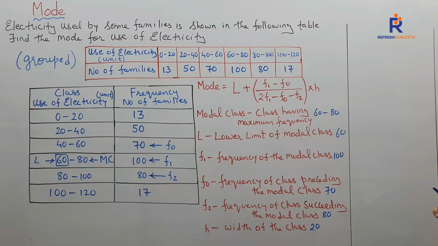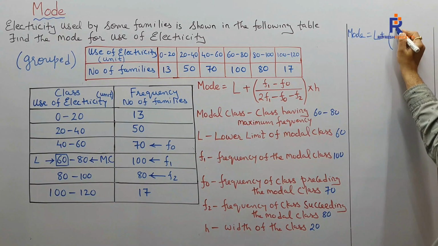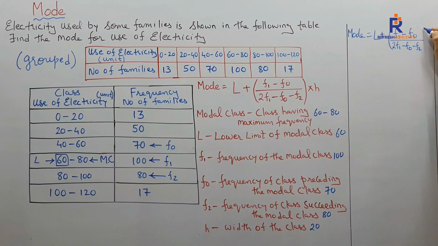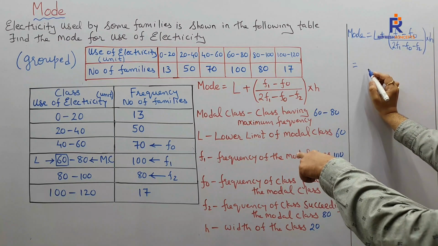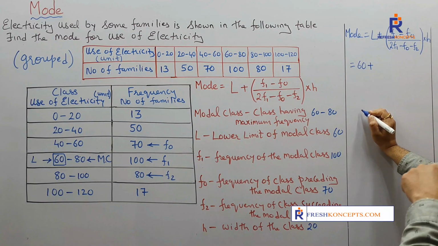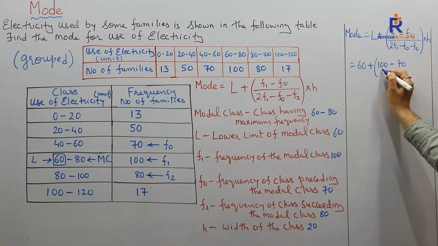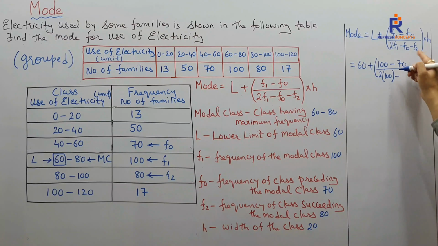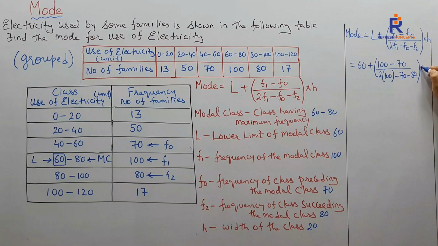For the formula, we just need to substitute, children. Nothing other than that. So what is mode? Mode is L plus F1 minus F0 upon twice F1 minus F0 minus F2 whole into H. Let's substitute the values. L, the lower limit of the modal class, is 60, plus F1, frequency of the modal class, 100, minus F0, 70, upon twice F1, F1 is 100, minus F0, 70, minus F2, 80, parenthesis close, into H. H is 20.